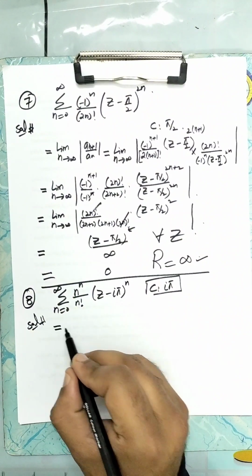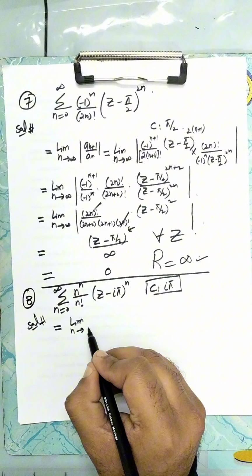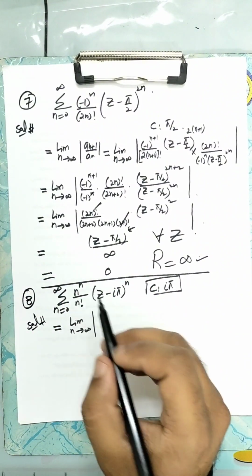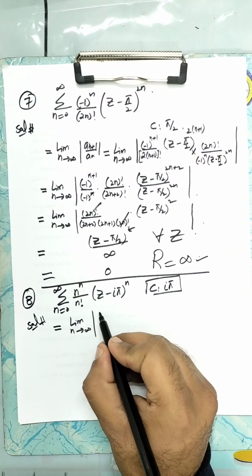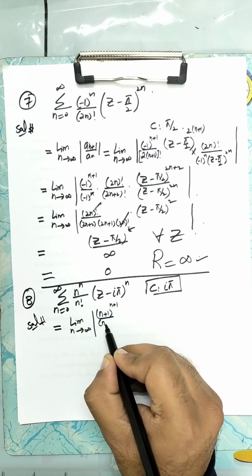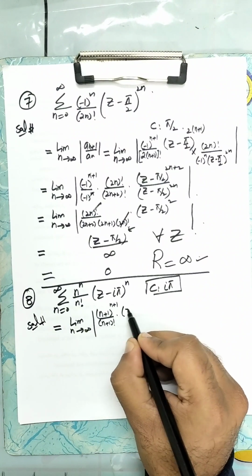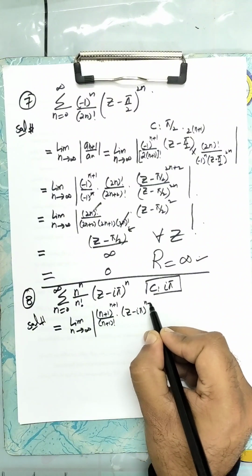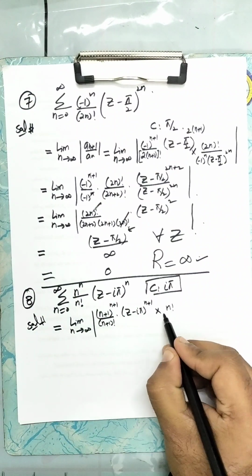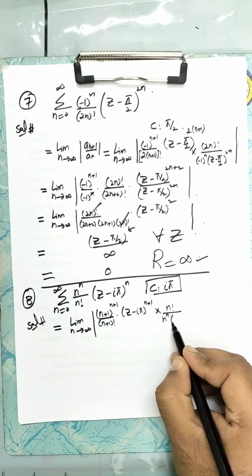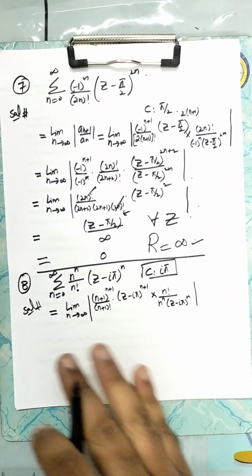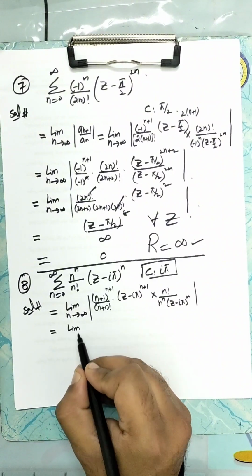So by Cauchy ratio test we calculate the limit as n approaches infinity, and again we take this whole as a n or a n plus 1. So a n plus 1 over a n. So a n plus 1 over n plus 1 factorial and (z minus iota pi) power n plus 1, and multiplying by the reciprocal of a n, so this becomes n factorial over n power n (z minus iota pi) power n. We just calculate this limit.